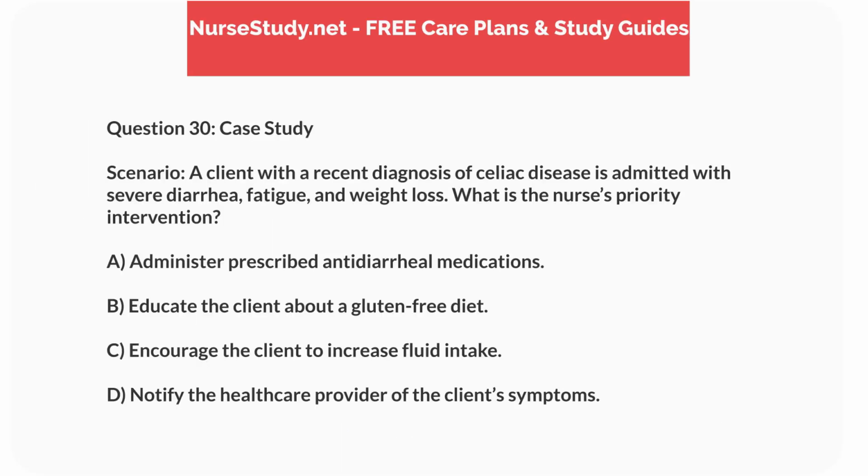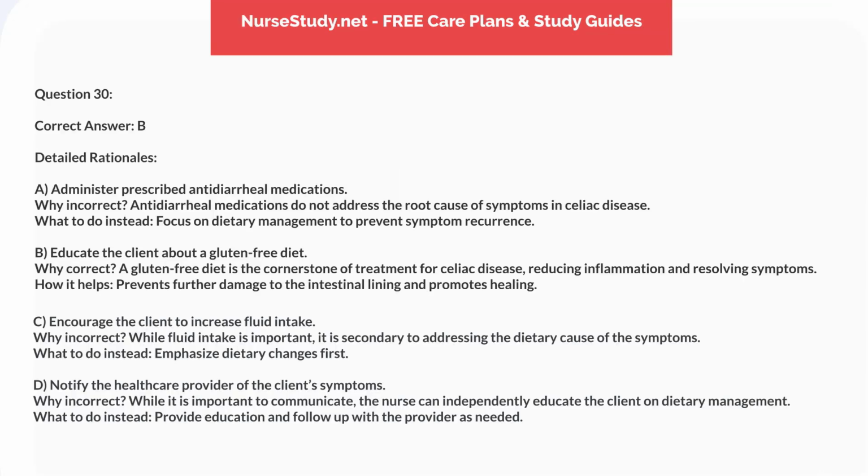Question 30, Case Study. Scenario: a client with a recent diagnosis of celiac disease is admitted with severe diarrhea, fatigue, and weight loss. What is the nurse's priority intervention? A. Administer prescribed antidiarrheal medications. B. Educate the client about a gluten-free diet. C. Encourage the client to increase fluid intake. D. Notify the healthcare provider of the client's symptoms. Correct answer, B.